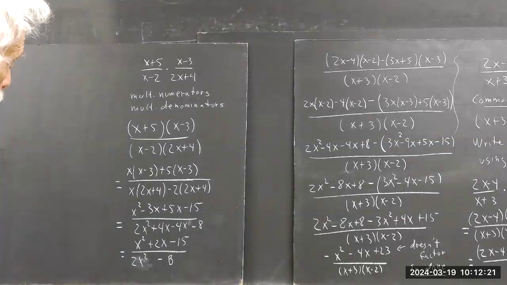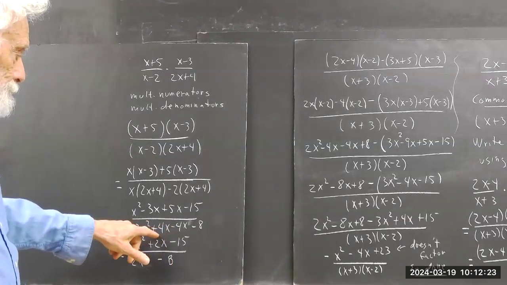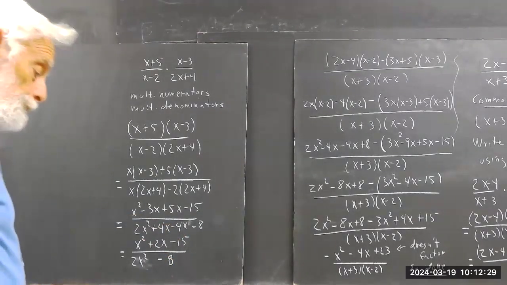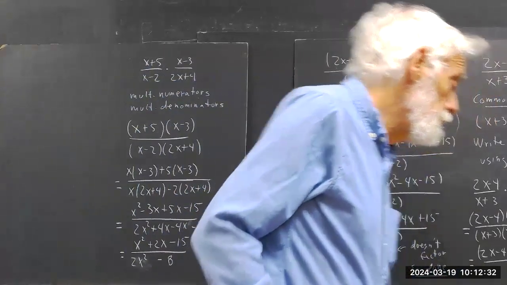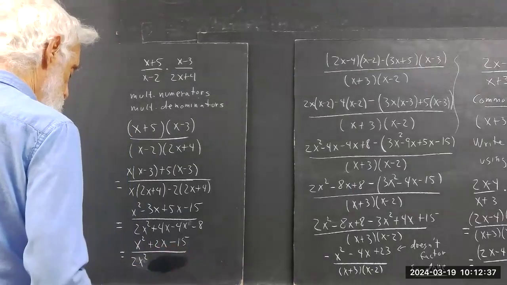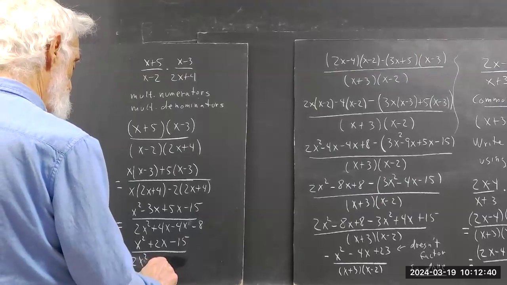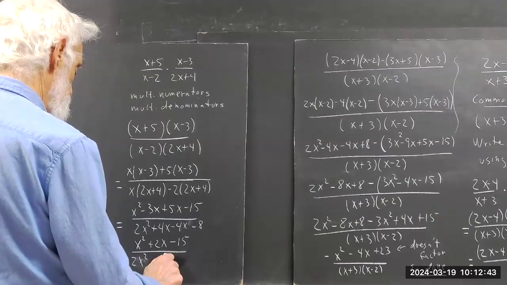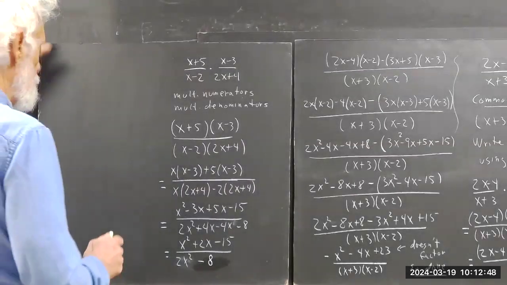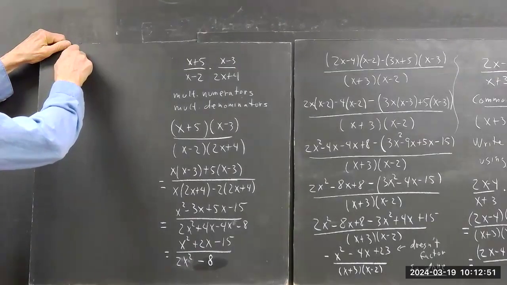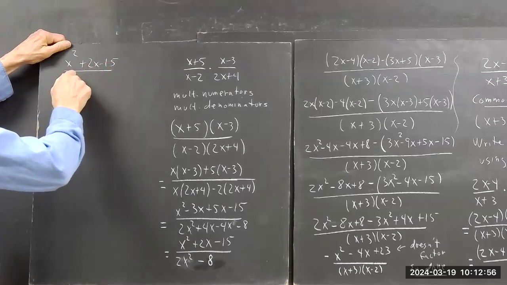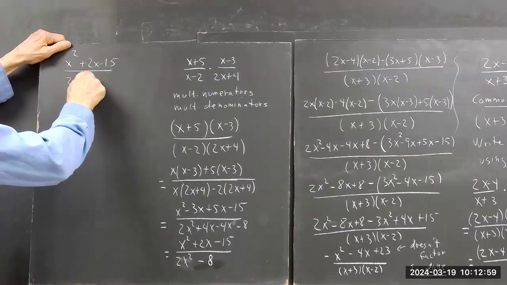And it just turns out here that our 4x and negative 4x are equal and opposite, so they cancel each other out. They add up to 0, in other words. Okay, so we end up then with x squared plus 2x minus 15 over 2x squared minus 8.